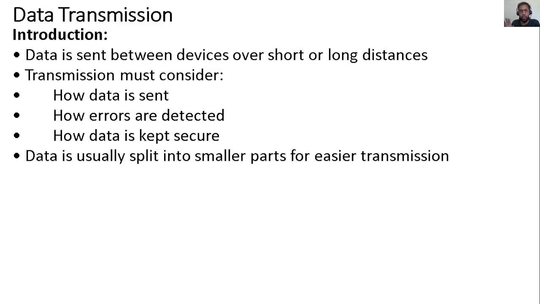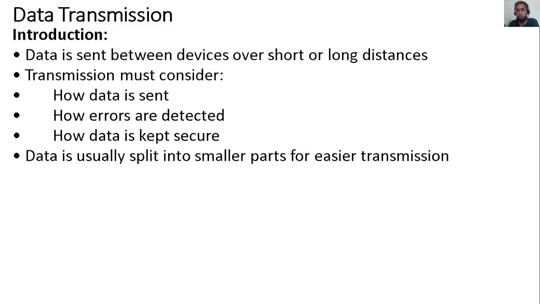Basically, what is data? Data is all our digital information that is shared between devices, and the data travels over short distances and long distances. For example, if you connect two devices through Bluetooth or through a small cable, that is data sharing at a short distance. And if you connect devices over a network, over the internet, then that is long distance communication. Now, transmission must consider how data is sent, whether there are errors in the data, and how we can keep the data secure. These are the things that we must consider while sending or sharing data between devices.